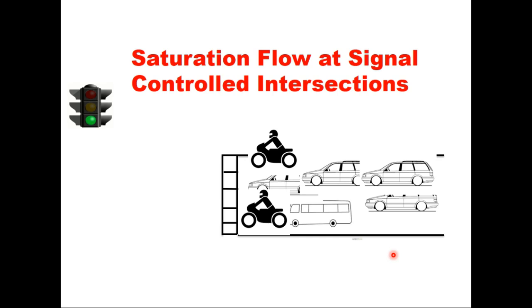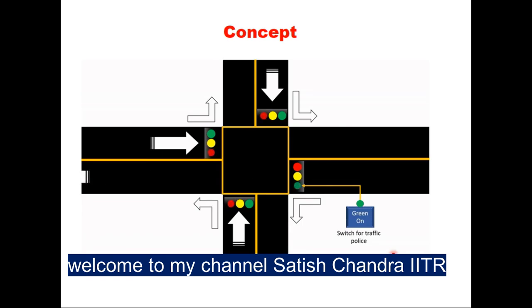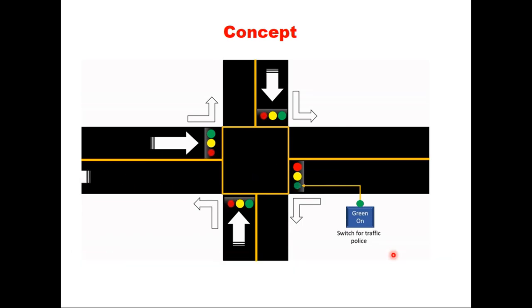Hello viewers, today we will discuss saturation flow at signal control intersections. Assume that at an intersection approach, the signal were to stay green for an entire 1 hour and there is a dense platoon of vehicles behind the stop line. Then the number of vehicles that would pass through the intersection from this approach will be the saturation flow rate.